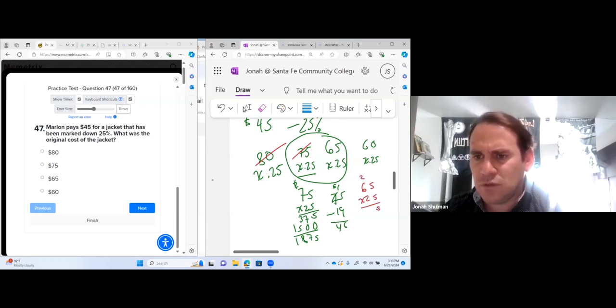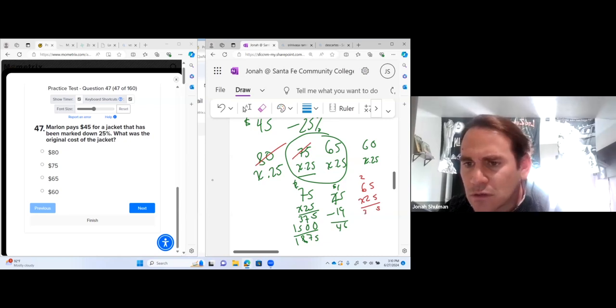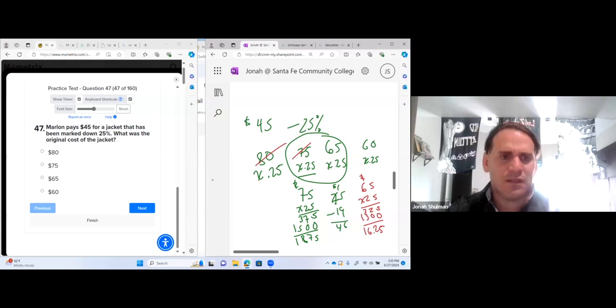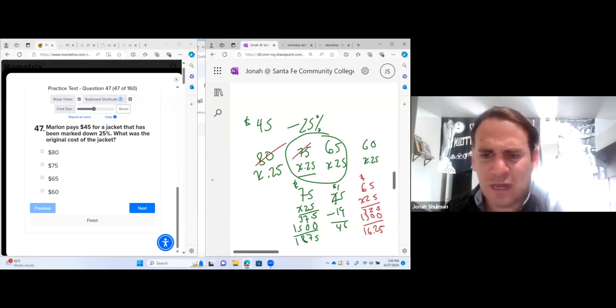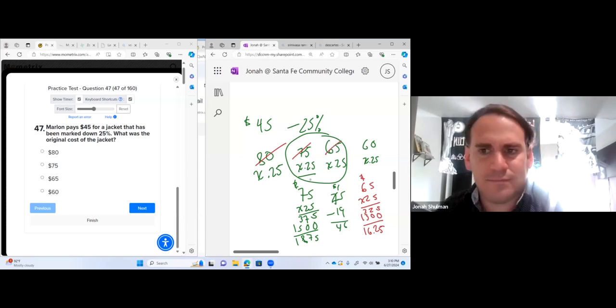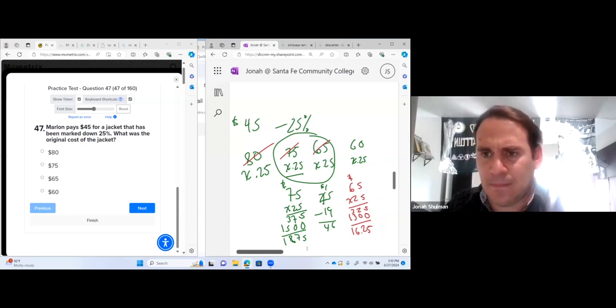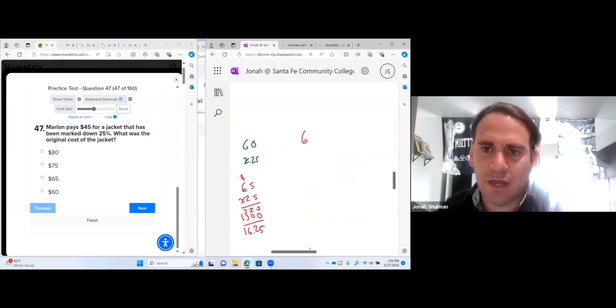5 carry the 2. 32. 0. 0. And now I have $16.25. And I still have change here. So it's gotta be 60. I'll show you the right way to do it after.